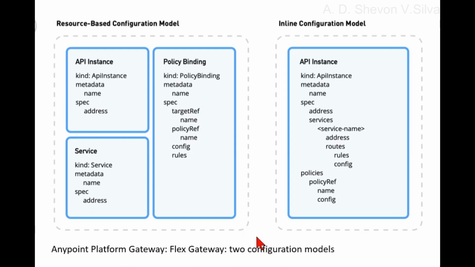The inline model is ideal for concise definitions, but is less versatile. For example, automated policies can only be applied in resource-based definitions. Inline definitions contain an API instance value for configuration kind, under which services and policies are both defined.